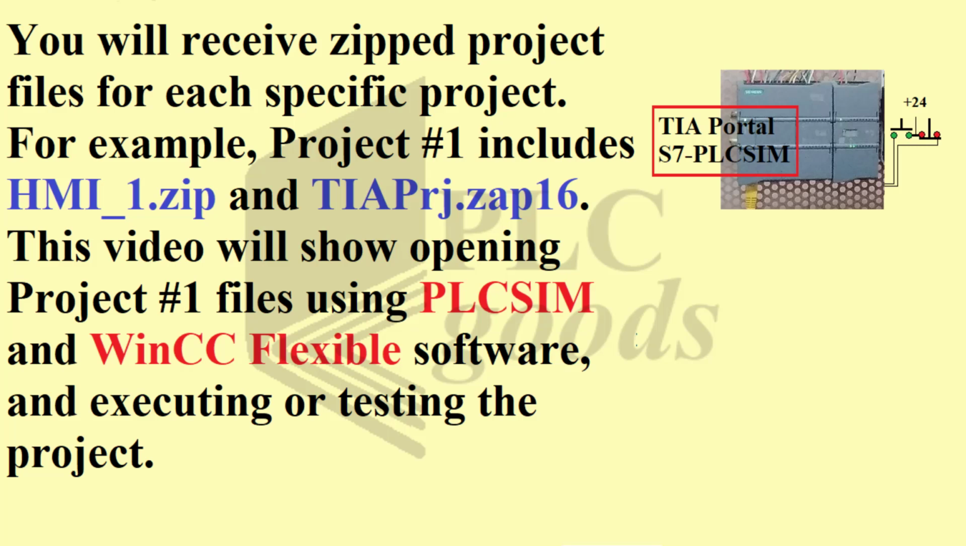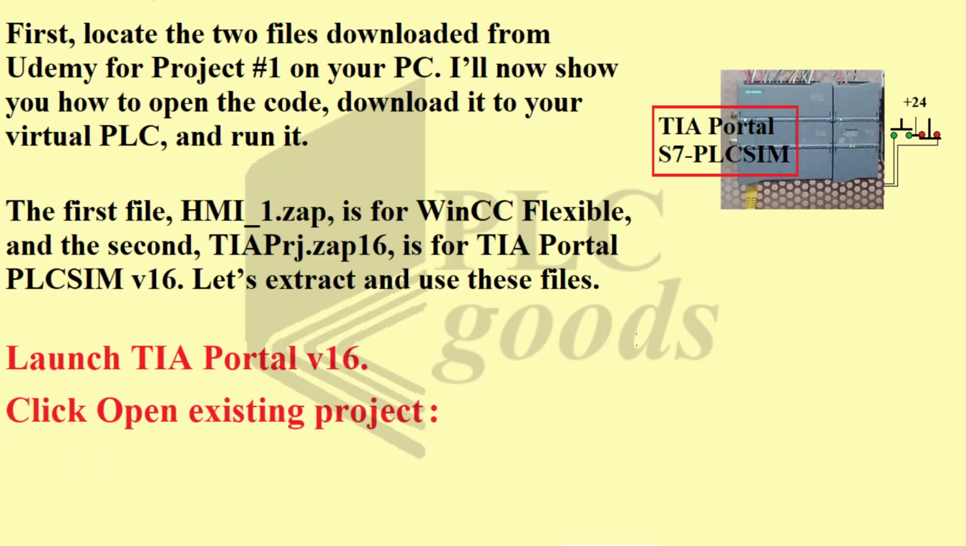or testing the project. First, locate the 2 files downloaded from Udemy for project number 1 on your PC. I will now show you how to open the code, download it to your virtual PLC and run it. The first file, HMI ZAP, is for WinCC Flexible, and the second, TIA PRJ 16, is for TIA Portal PLCSIM. Let's extract and use these files.